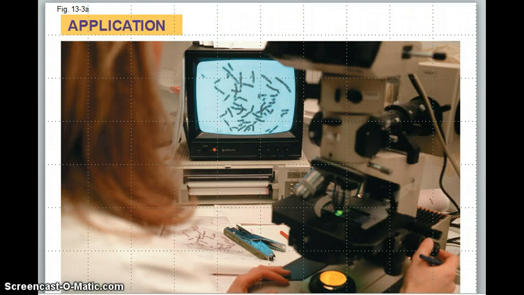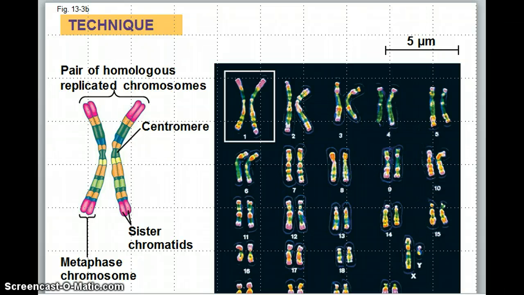Here's up close of her digitizing the image of her chromosomes. And this ordered pair here is your karyotype. Notice they range from longest to shortest. With your last one over here, usually it's down here a little bit, but last one over here being your gender determining chromosome. Okay? What these are showing you is a pair of homologs.